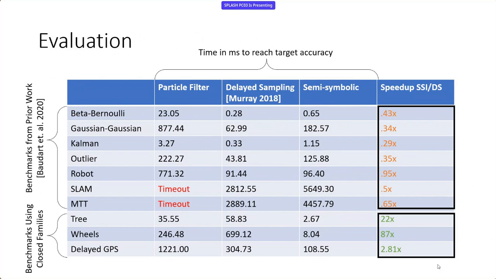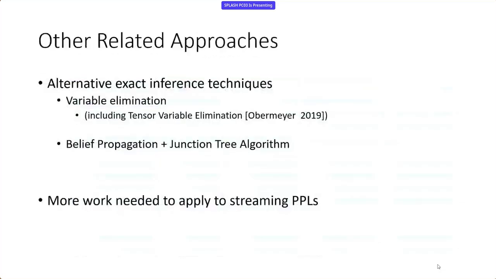All right, so that's nearly all I have to say. I just wanted to briefly mention that there are some other related works in this area. There's a whole bunch of exact inference techniques that you might want to try to shove into a Rao-Blackwellized particle filter. So I think the short story is that compared to delayed sampling and semi-symbolic inference, it is less clear how to apply these in a streaming context. But I'm happy to talk more about these offline if you have your favorite exact inference methods.